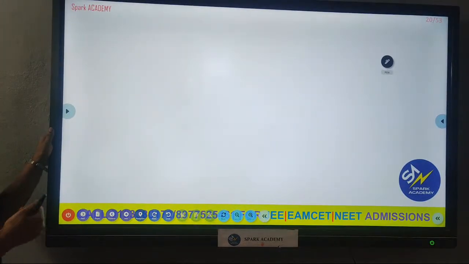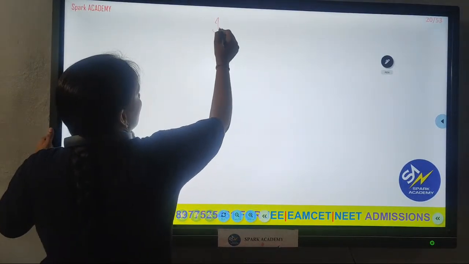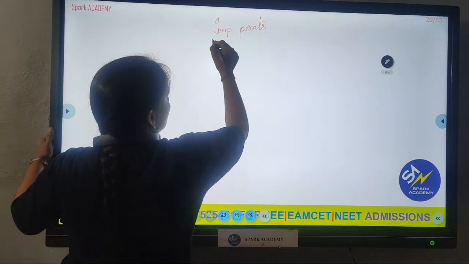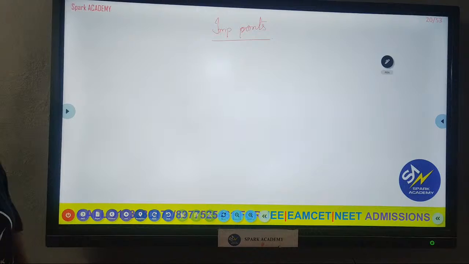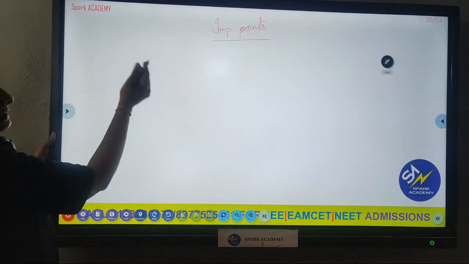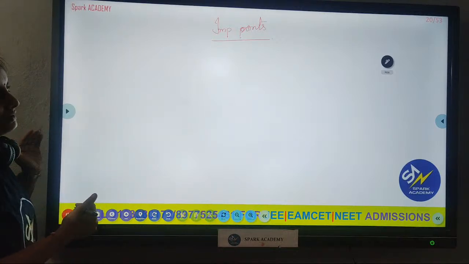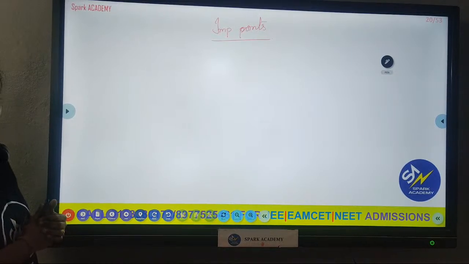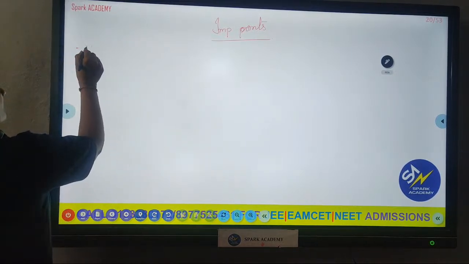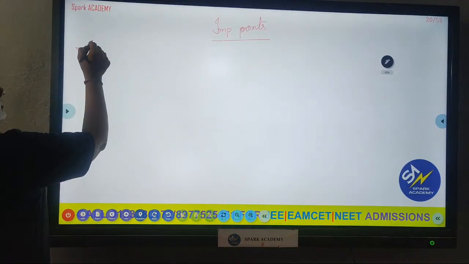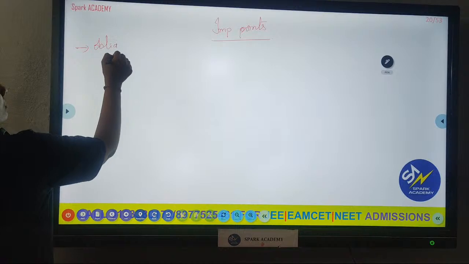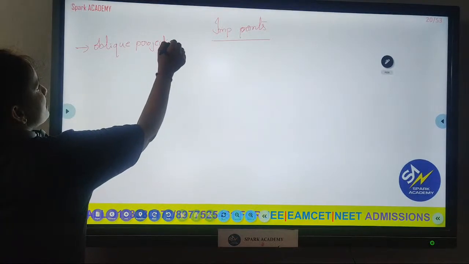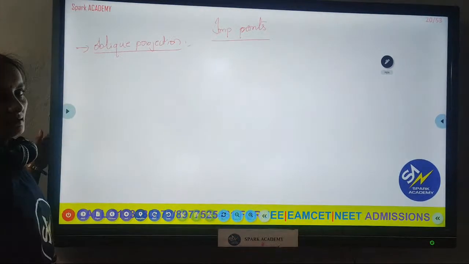And let me give you important points about horizontal projection and oblique. Today in our discussion, we have discussed about oblique projection and horizontal projection. So let us discuss the important points about oblique projection. Oblique projection means an object is projected from the ground.